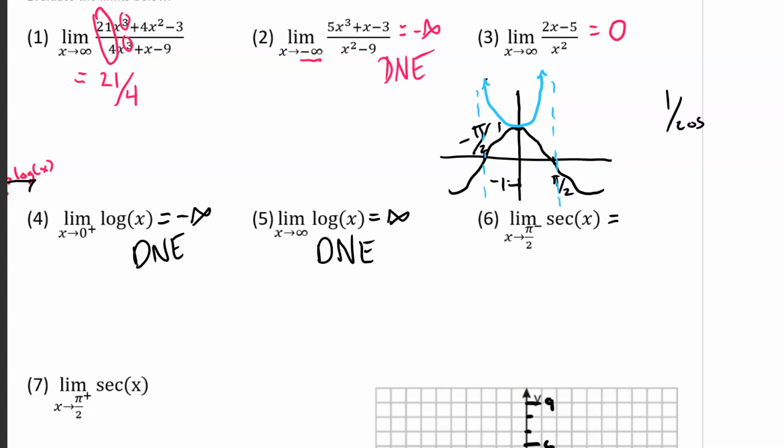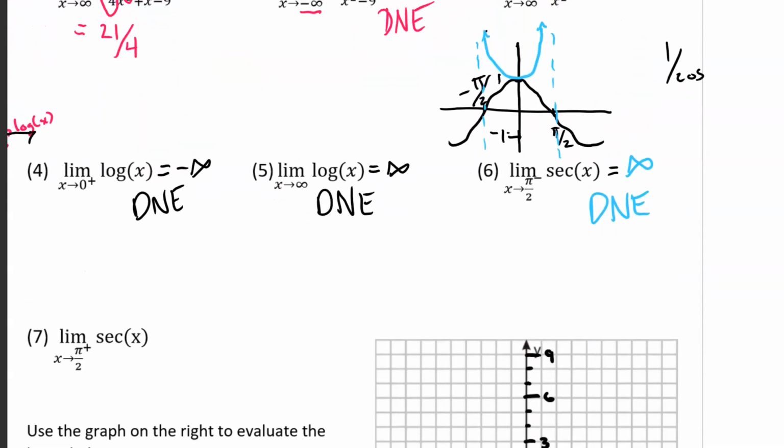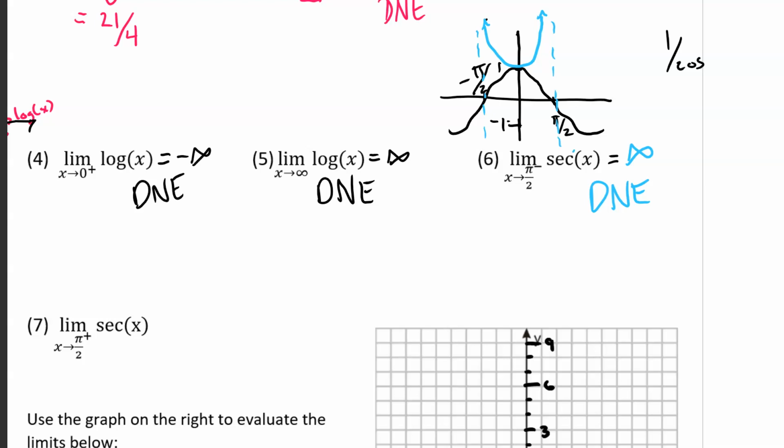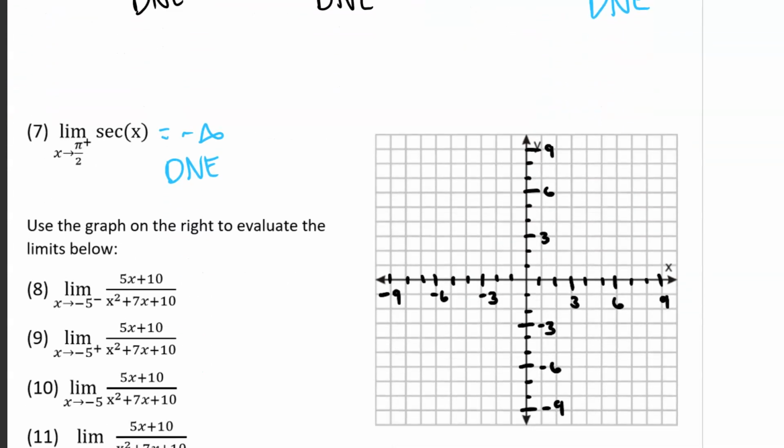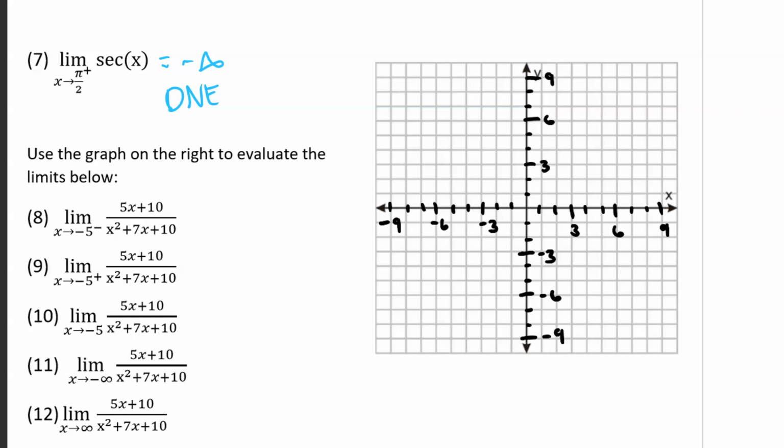So as we approach pi over 2 from the left, we go up forever. It's infinity. It does not exist. As we approach from the right, that parabola is going to be down here on that one, so it's going to be negative infinity. Does not exist. Lastly, we've got a rational function, which factors.